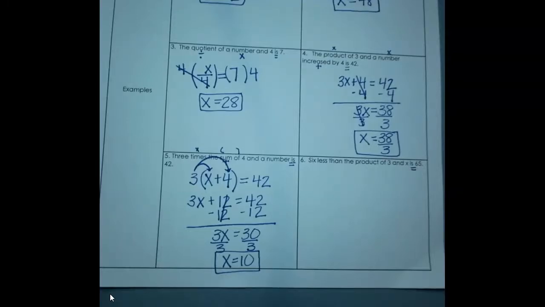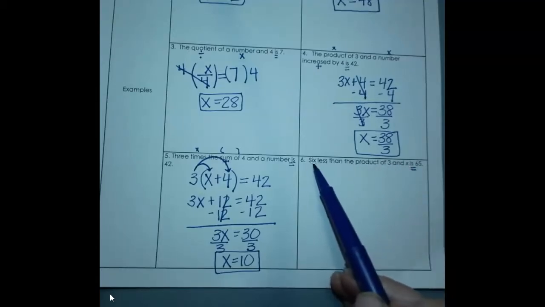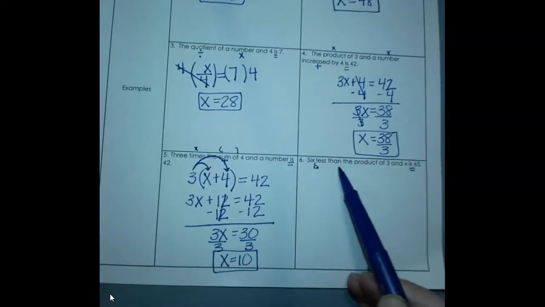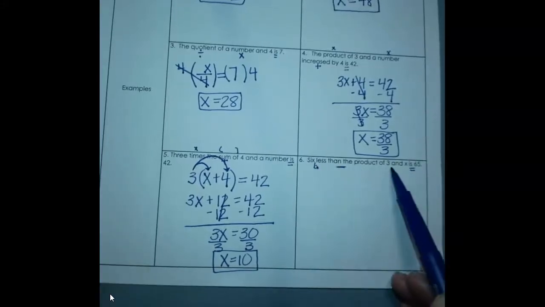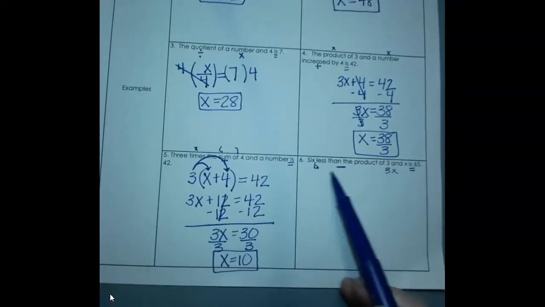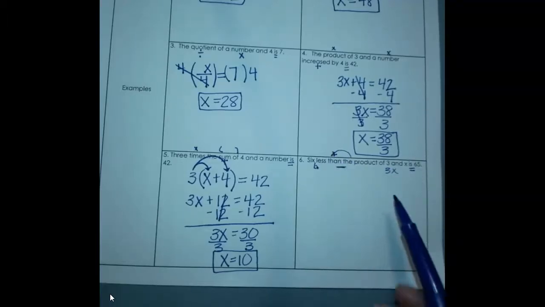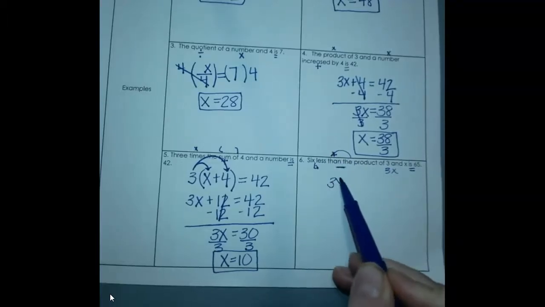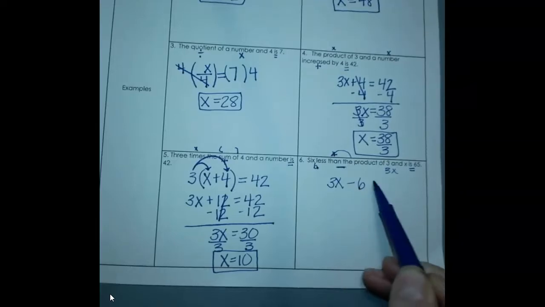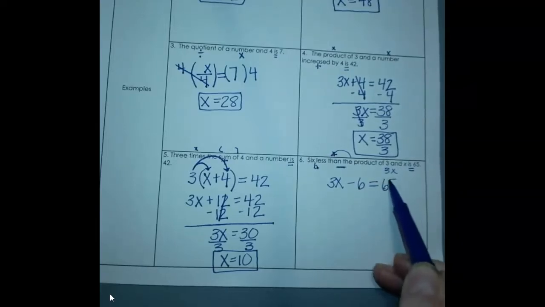3 less than. Less than is one of those turnaround phrases, so we do not want to leave this as 3 and x, as 6. So we have 6 less than, meaning subtract, the product of 3 and x. We don't want to write it in this order because less than is your turnaround phrase. Okay, so we're really saying 3x minus 6 is 65.